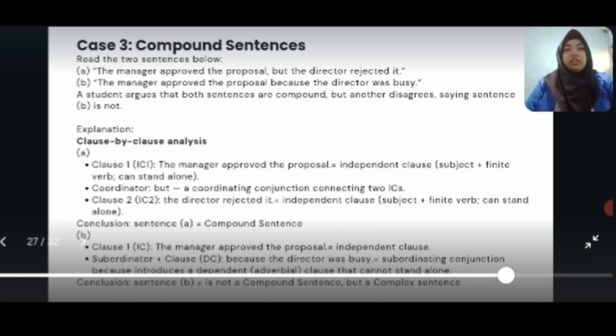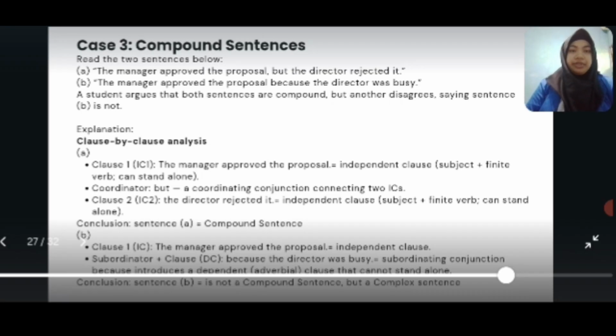And then the case number 3, compound sentences. There are two sentences that we are going to analyze. Sentence A: the manager approved the proposal but the director rejected it. And then sentence B: the manager approved the proposal because the director was busy. A student argues that both sentences are compound, but another disagrees, saying sentence B is not.